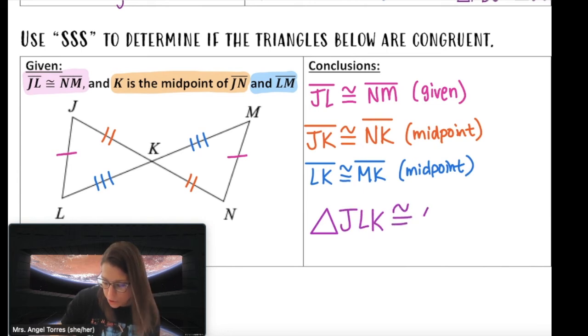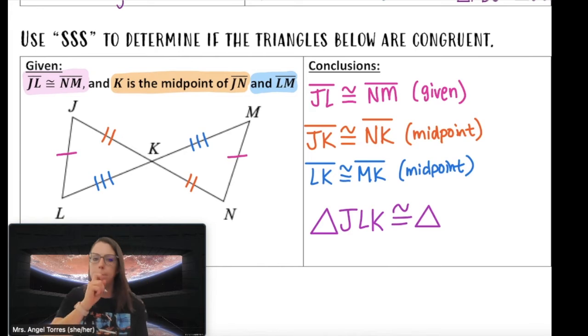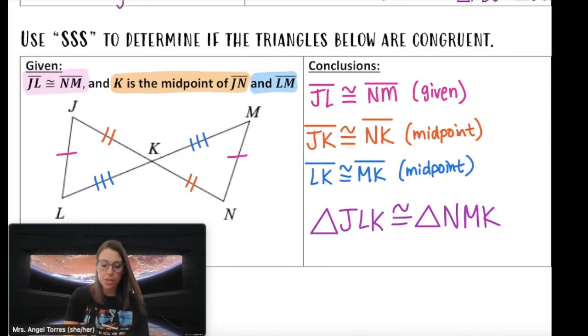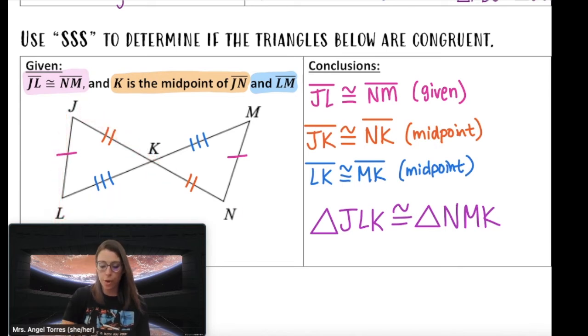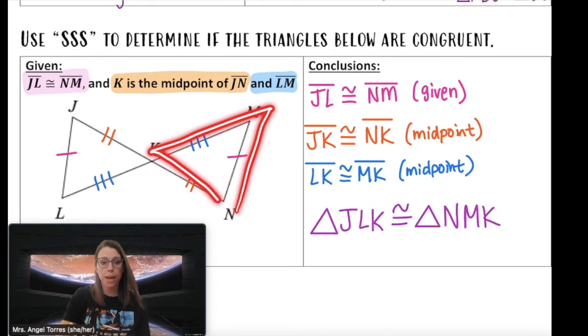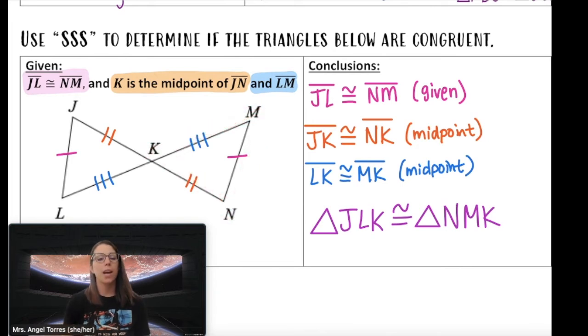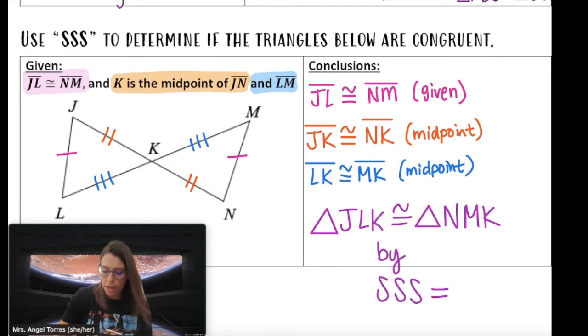And congruent to triangle, what would have to be the name of the second triangle to show that it corresponds with JLK? Well, if we look at that, JLK goes from 1 tick to 3 ticks back to 2. So following that, if we went 1 tick to 3 ticks back to 2, we would name the second triangle NMK. And these are congruent by the side, side, side congruence shortcut.